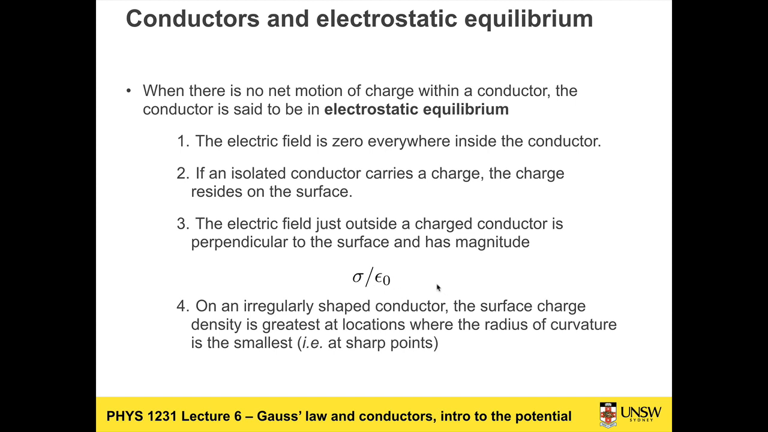Of course, we discussed in Physics 1B, if you remember, that if you have an irregularly shaped conductor, the surface charge density is greatest at locations where the radius of curvature is the smallest. Go back and look at the notes. So this is why electric fields are greater at sharp points, for example.